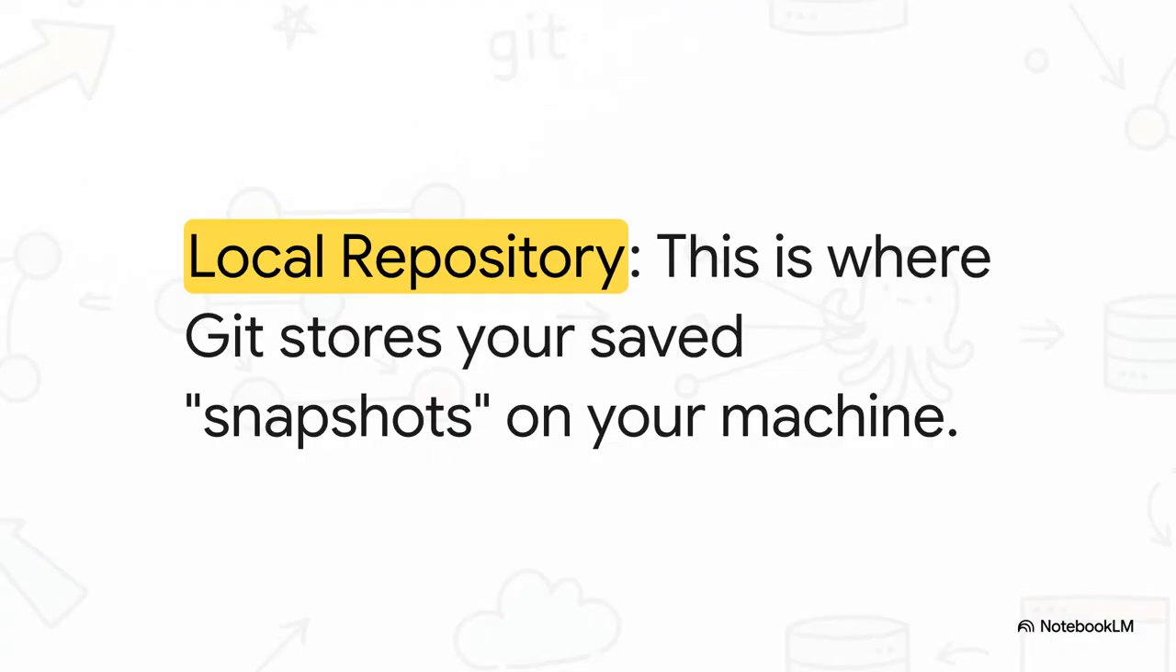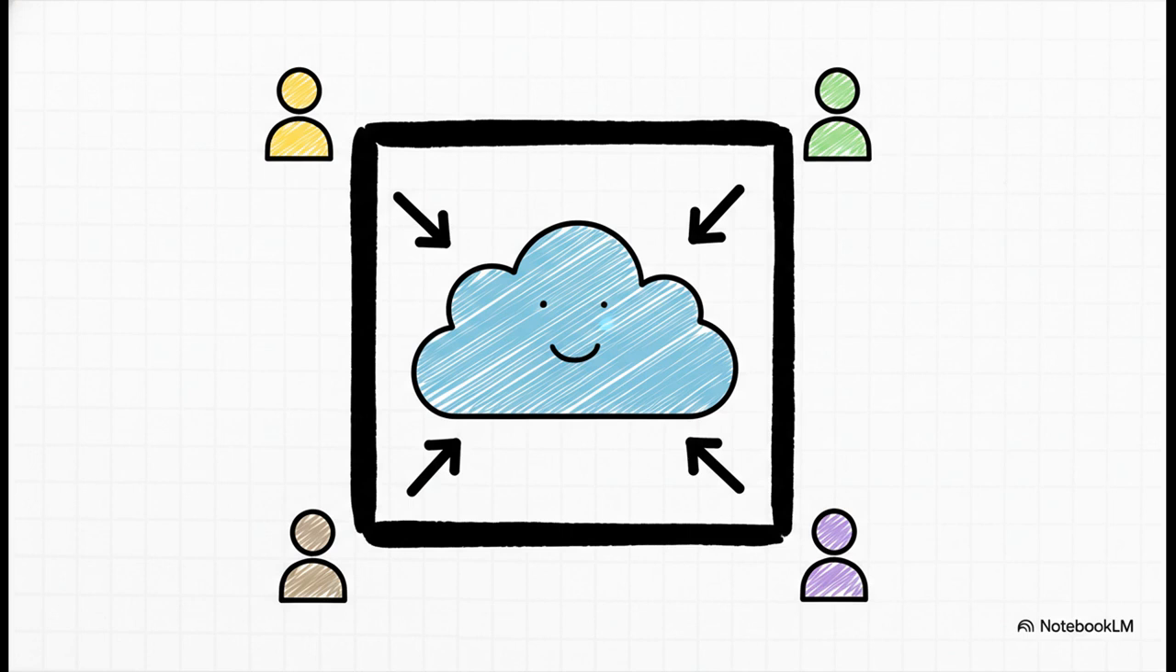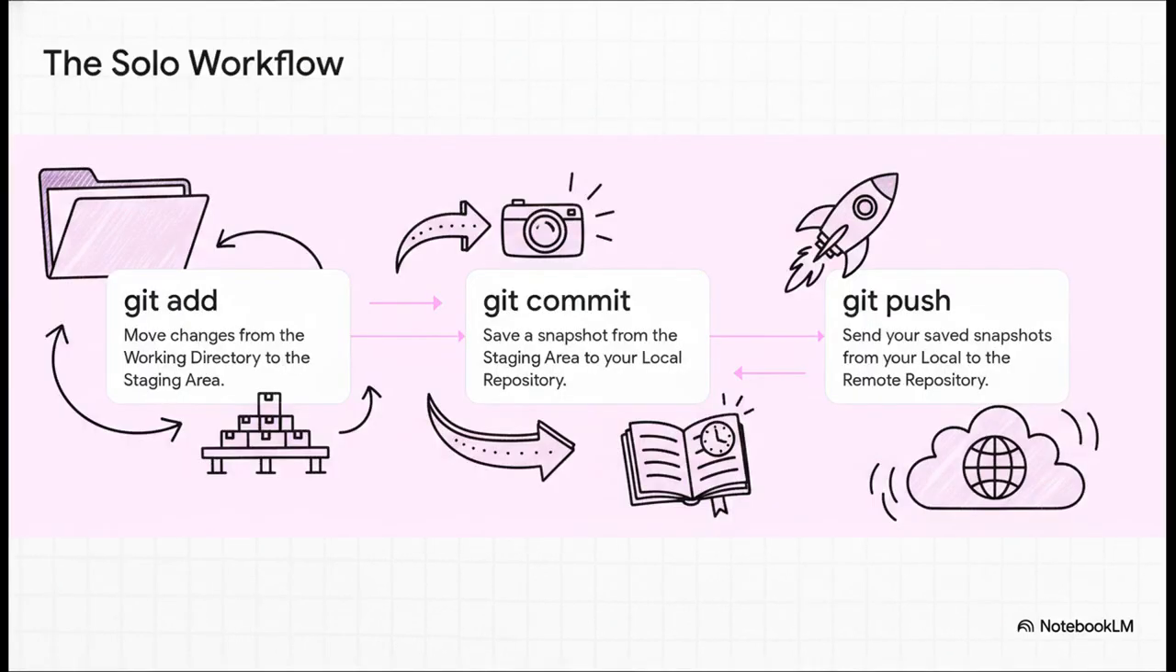Third is the local repository, where Git saves those snapshots, we call them commits, right on your machine. And finally, the remote repository. That's a shared server where your whole team can sync up. The basic workflow is simple. You add, commit, and push your code through these zones.